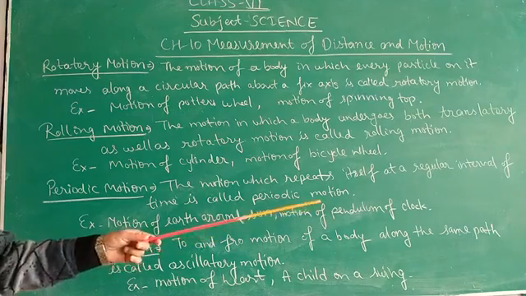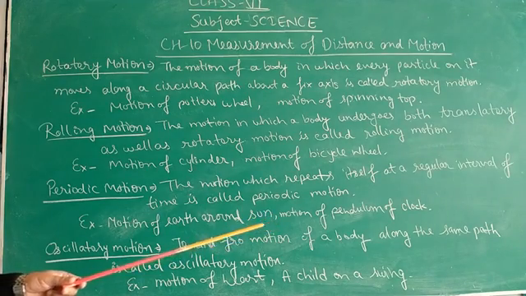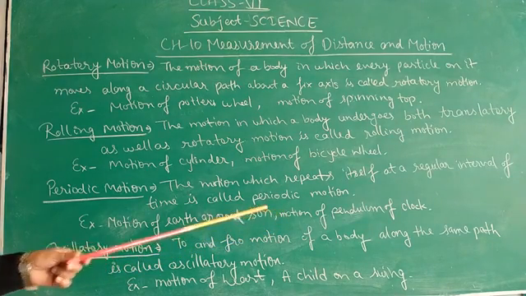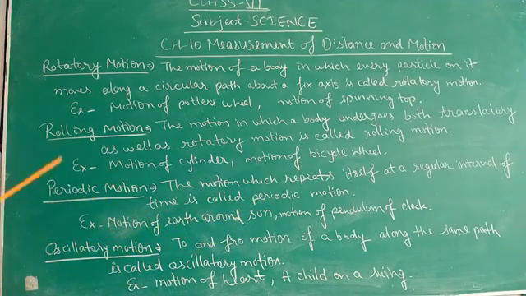Motion of the pendulum of a clock. The pendulum of a clock will swing after a fixed interval of time. This type of motion is called periodic motion.